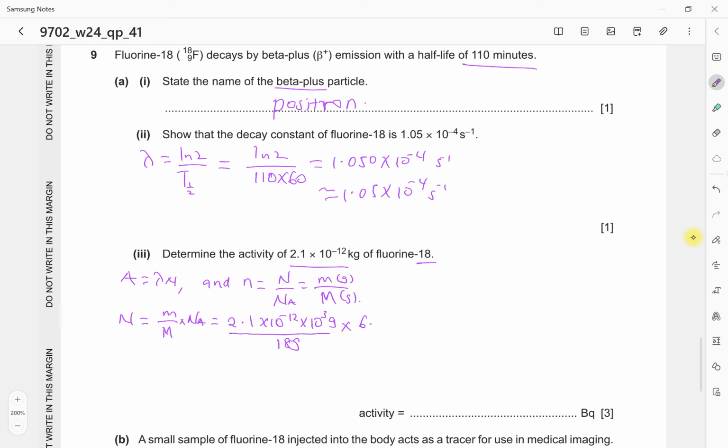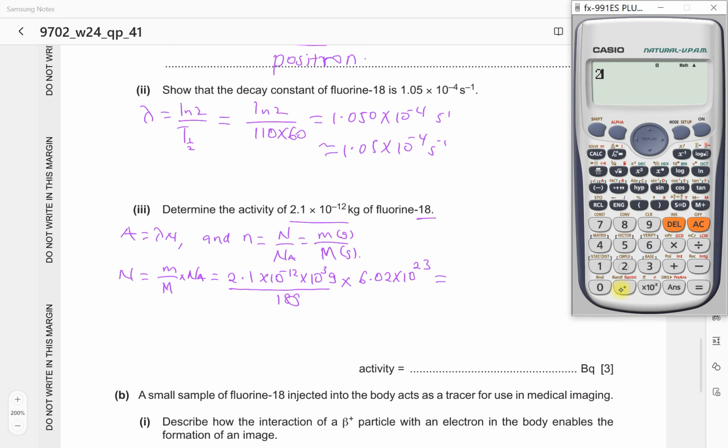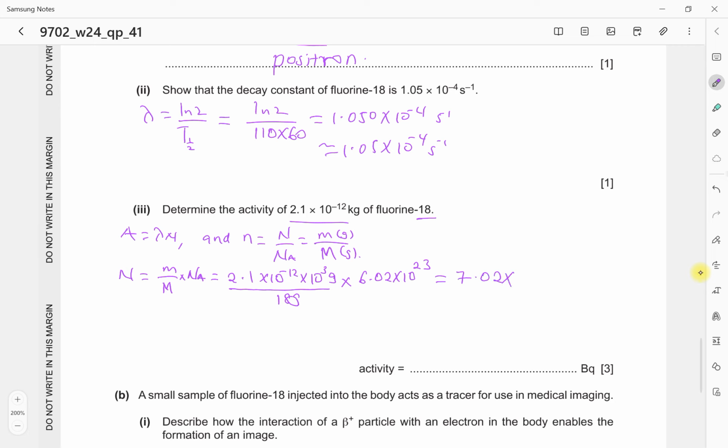Avogadro's number is 6.02 times 10 to the power of 23. So I will just check this with my calculator. 2.1 exponent minus 12 times 1 exponent 3 times 6.02 exponent 23 divided by 18. So it's 7.02 times 10 to the power of 13. So the activity is going to be equal to 1.05 times 10 to the power of minus 4 times 7.02 times 10 to the power of 13.